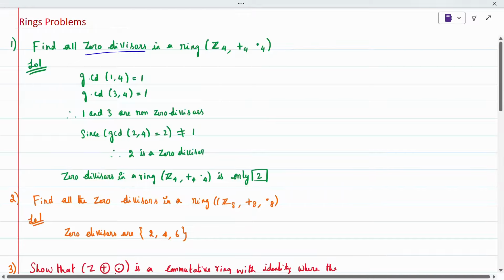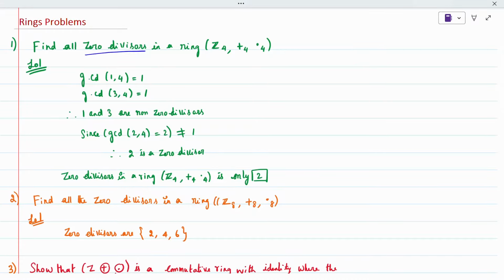So for 4, first we have to find the GCD. GCD of 1 and 4 is nothing but 1. Then the GCD of 3 and 4 is 1. So 1 and 3 are not zero divisors. Okay, they are not zero divisors.